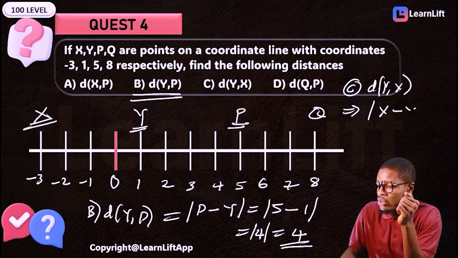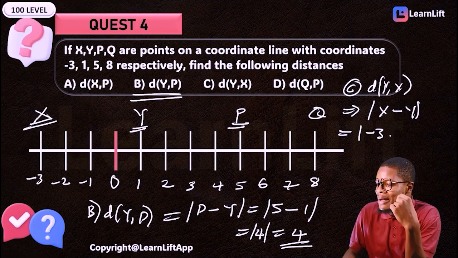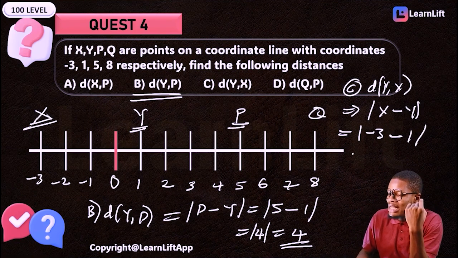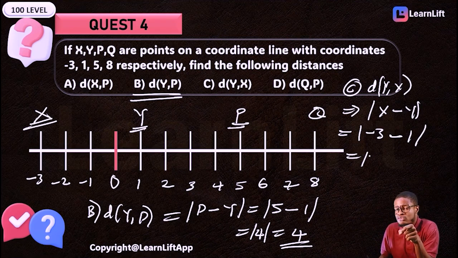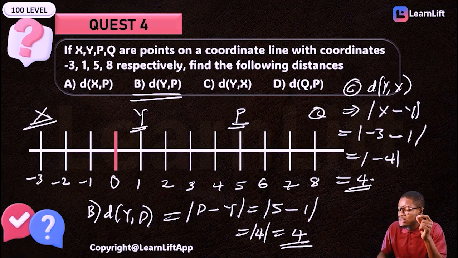Your x minus your what? Your y. And that's going to give you x. What's your value of x there? x is minus 3, right? Minus, what's your y? y is 1. And that's going to give you the absolute value of what's minus 3 minus 1? That's minus 4. The absolute value of a negative will always give you what? Positive. The answer is what here? 4 is the correct answer.